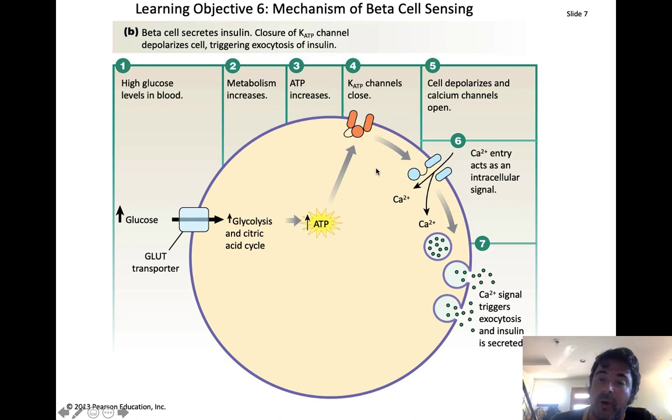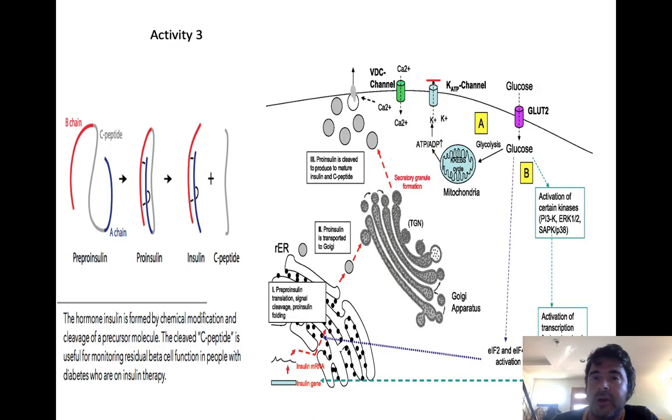The cell depolarizes. When the cell depolarizes, voltage-gated calcium channels are activated. Calcium rushes into the cell. Calcium is always necessary for exocytosis. So that calcium mobilizes these vesicles and triggers the exocytosis of insulin. When you're looking through your handout, think about the mechanism of action of sulfonylurea drugs. Think about what they actually do.